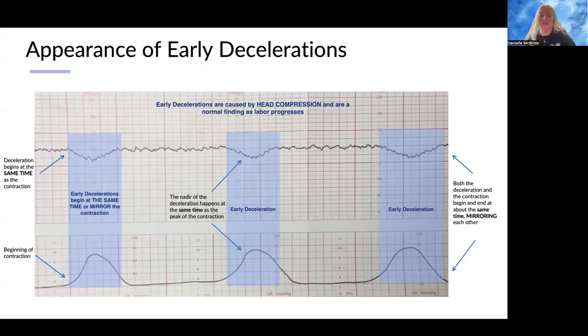So this is an indication of head compression. When the contraction happens, the heart rate decelerates. When the contraction relieves, the heart rate returns to baseline, and they mirror each other.